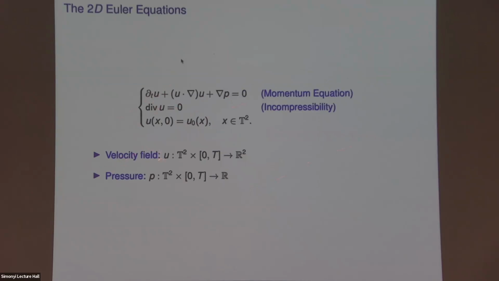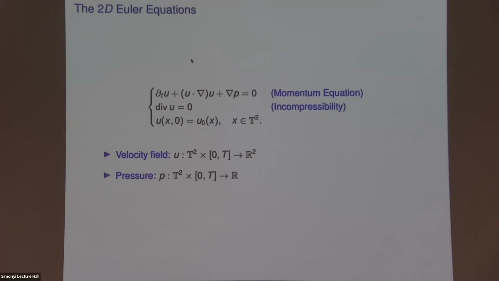Here u is my velocity field, and the domain is the two-torus, so I'm assuming periodic boundary conditions, just for simplicity. p here denotes the scalar pressure, and I'm imposing incompressibility, and the first equation is just the momentum equation. I'll be interested mainly in uniqueness and well-posedness questions.